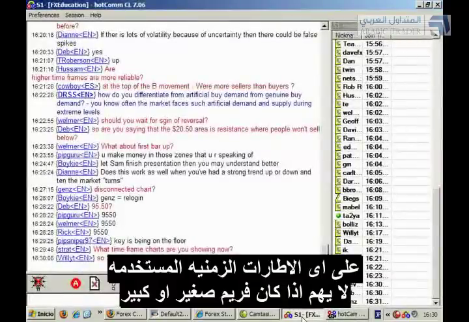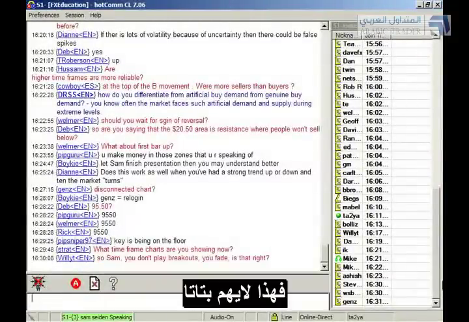With these time frames, some of these charts are larger time frames, some of them are smaller time frames. It really doesn't matter. You're going to do this the same.